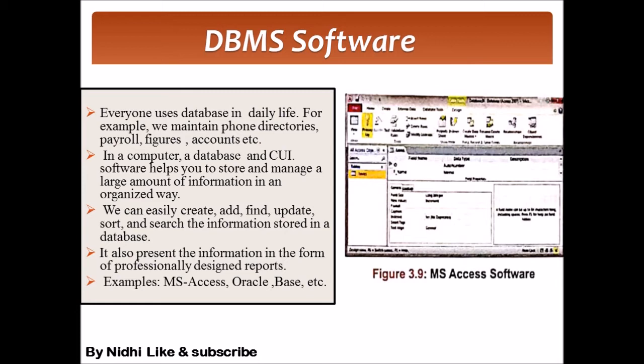In a computer also, a database software with a common user interface helps us to store and manage a large amount of information in an organized way. We can easily add, find, update, sort and search the information stored in the database. That means with the help of MS Access software, we can do these things. MS Access is a type of DBMS software. Add means we can add a record, search a record, update or change a record, sort records alphabetically, and put other data inside it. It also presents the information in a form.